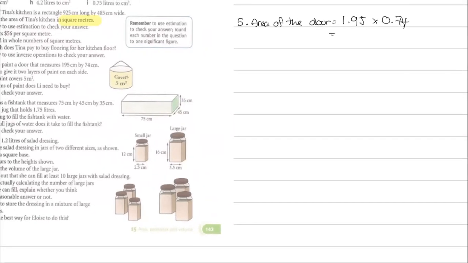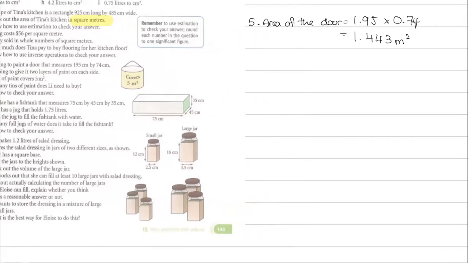So 1.95 times 0.74 is 1.443 square meters. This is the area of the door. So we want two sides. Both sides, we need to take 1.443 times 2, which is 2.886 square meters. And then two layers.